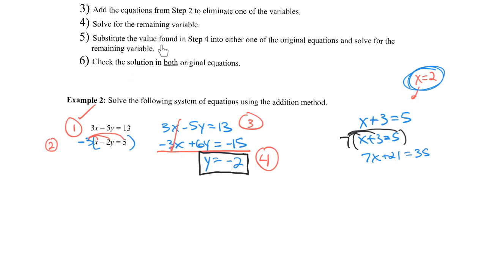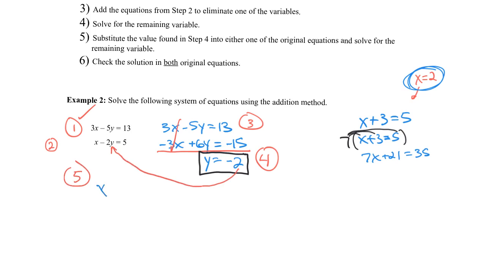So then step 5, substitute the value found in step 4, so this value, into either one of the original equations, either one, to solve for the remaining variable. So let me go back to the original equations. And it doesn't matter which one. We can pick either one of these. I just usually look for one that looks a little easier. In this case, I don't know if either one does, but I'll just pick the second one. So for step 5, I'm basically taking this -2, plugging it in to y right there.